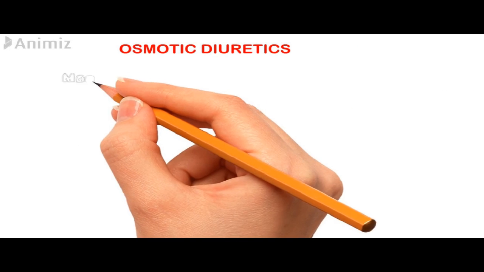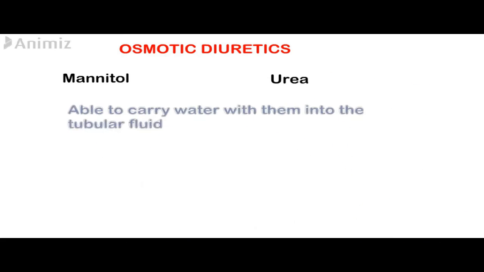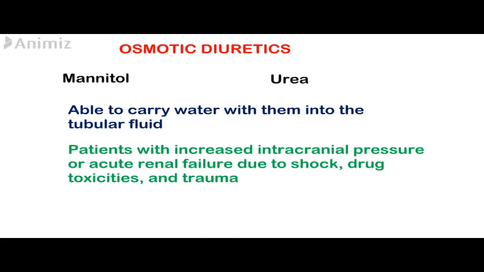Osmotic diuretics like mannitol and urea result in some degree of diuresis because of their ability to carry water with them into the tubular fluid, and this will cause an increase in urinary output. These drugs are used to maintain urine flow following acute toxic ingestion of substances capable of producing acute renal failure. They are the mainstay of treatment for patients with increased intracranial pressure or acute renal failure due to shock, drug toxicity, and trauma, because maintaining urine flow preserves long-term kidney function and may save the patient from dialysis.